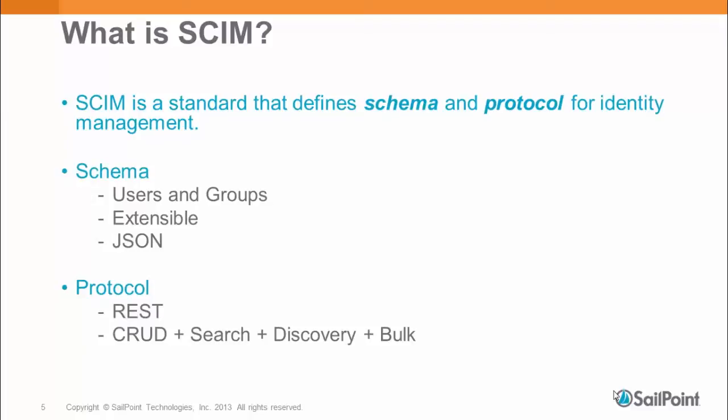The protocol is REST-based, Representational State Transfer. You've probably heard of it. It's used very commonly in APIs these days. It's built on HTTP, and we'll get into some of the guts of that later. It's aimed around creation, reading, updating, and deleting. There's search functionality. There's discovery, so you can ask the server the types of things that are supported. And there are bulk operations as well, so that you can import a lot of identities at once, for example.